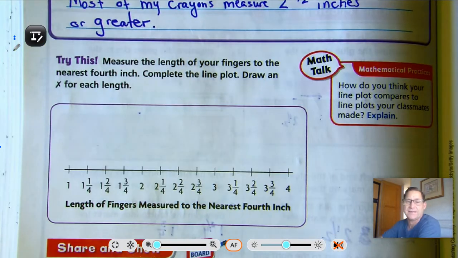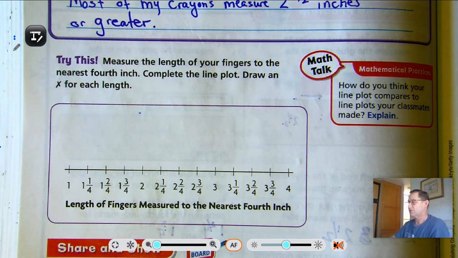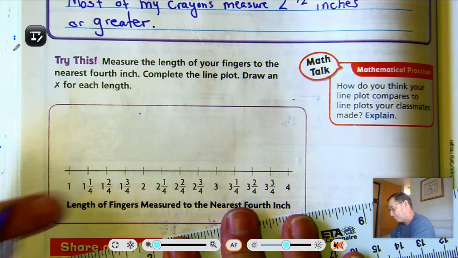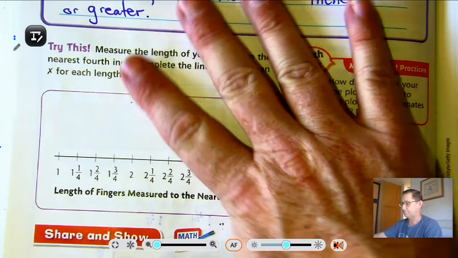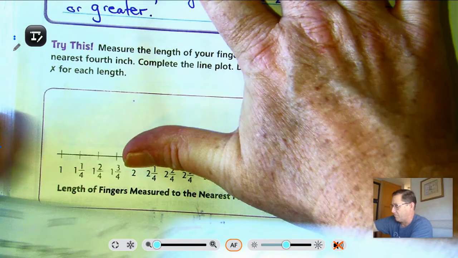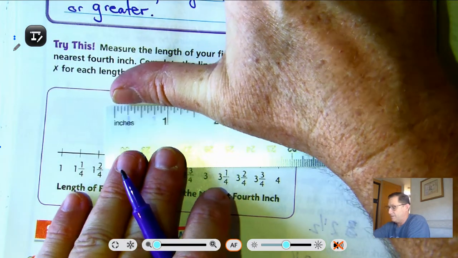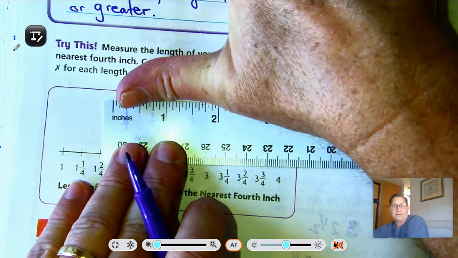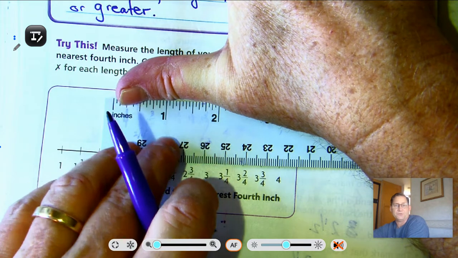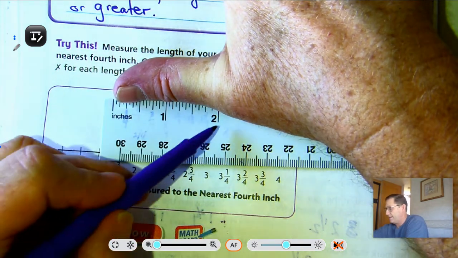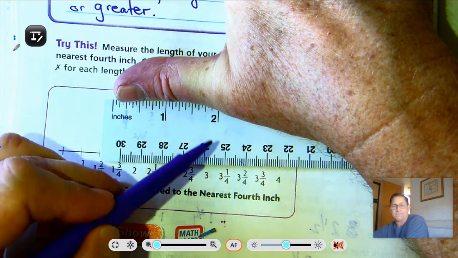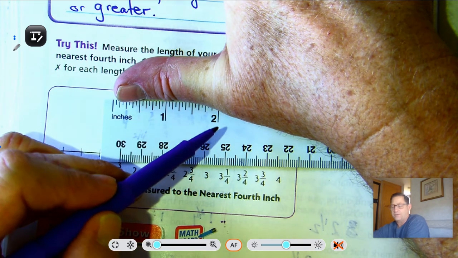How about measuring the length of your fingers to the nearest fourth inch and then complete the line plot? Okay. So we're not doing half inch this time. We're doing fourth inches. Okay. So, start with my thumb, I guess. All right. So, end of my finger there. And it ends right at 2, huh? Okay. So, right here it ends. And I'm going to say it ends at 2. Okay. All right. So, 2.